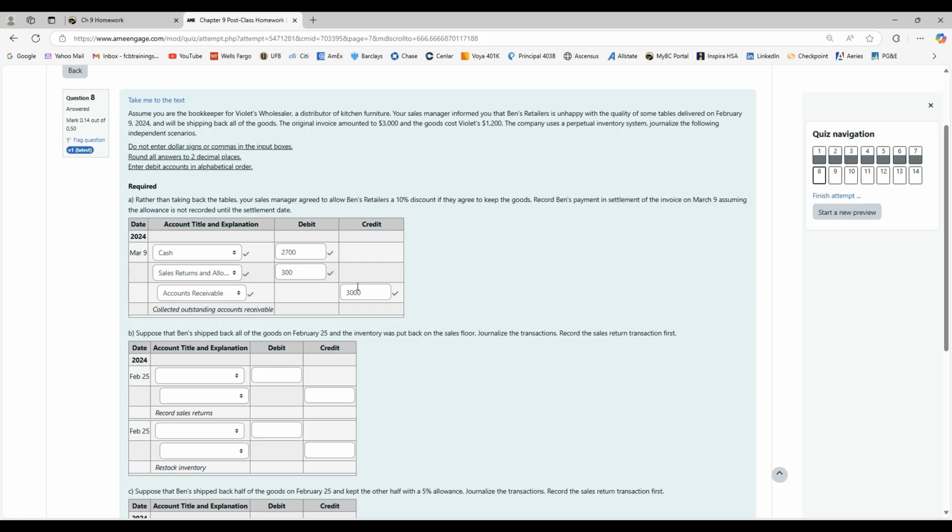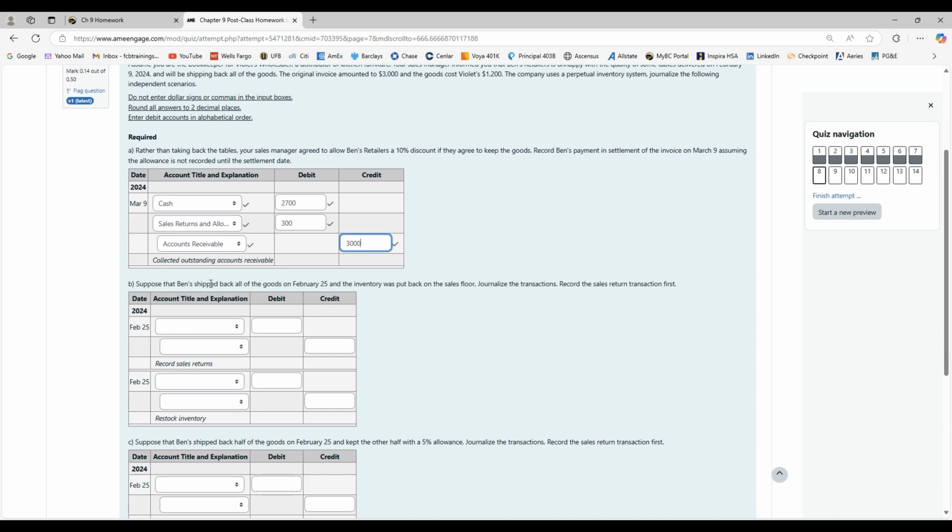So how we record the difference: we want to have the 3,000 because AR needs to go away, and AR was 3,000 when we recorded the sale. This is the cash collection part. But the cash that we collect is less than the 3,000, so the difference then gets recorded to this contra revenue account of sales returns and allowances.